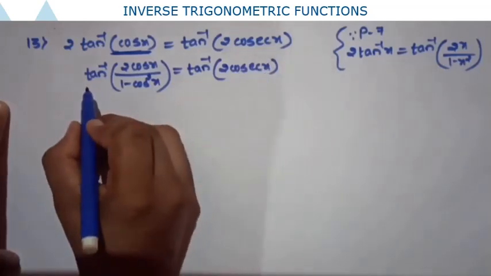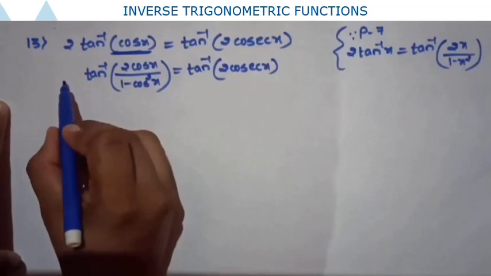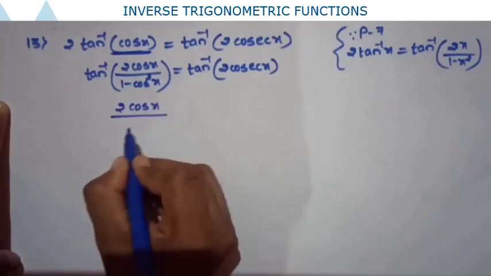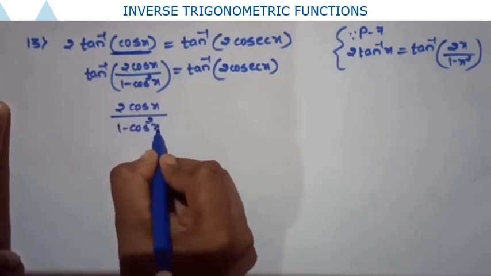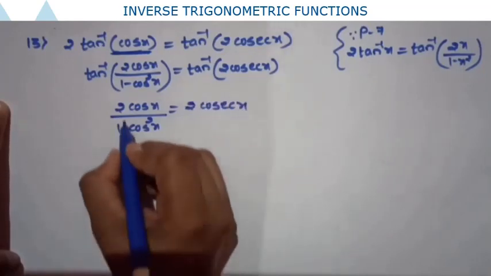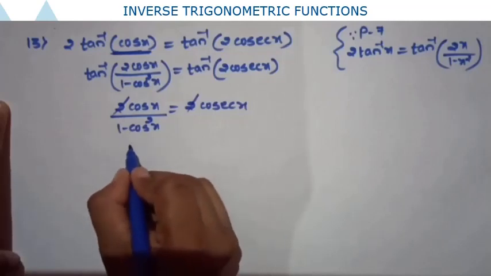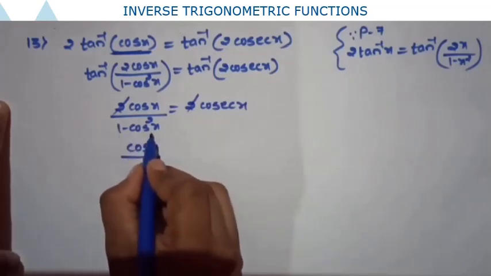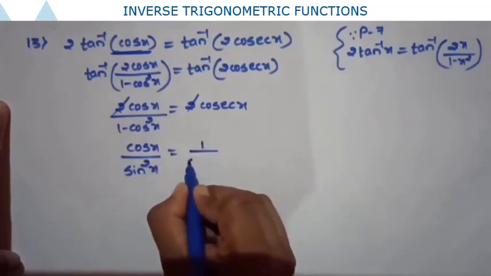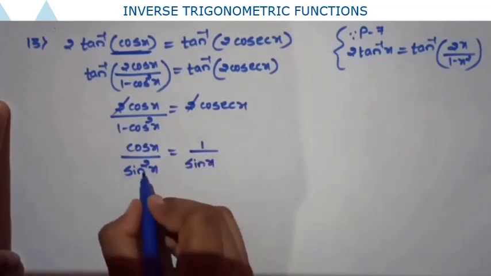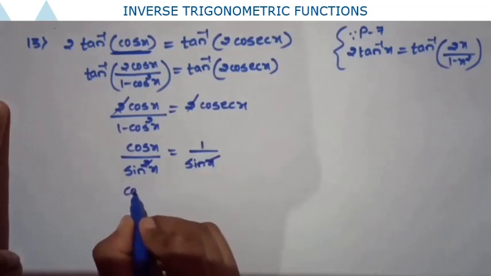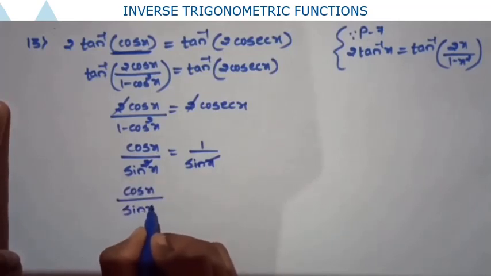Right, so now taking tan on both sides, tan of tan inverse theta becomes theta, so that term becomes 2 cos x by 1 minus cos square x, and on the other side tan of tan inverse theta, where theta is 2 cosec x. So therefore 2 cancels, then cos x divided by 1 minus cos square x, that is nothing but sin square x. Cosec x we can write as 1 by sin x. Therefore one sin x on both sides cancels. So what we got here is cos x by sin x.